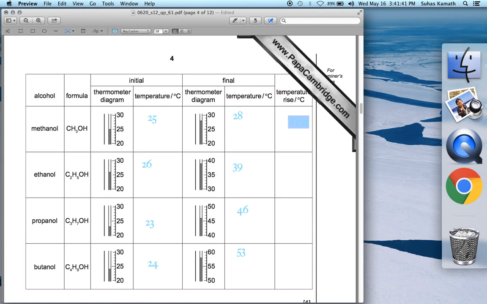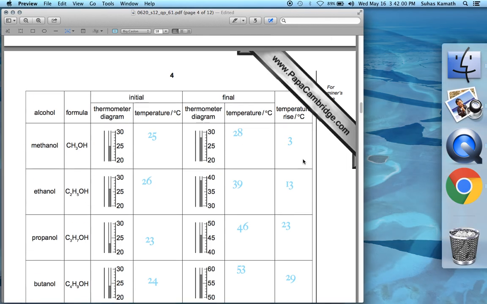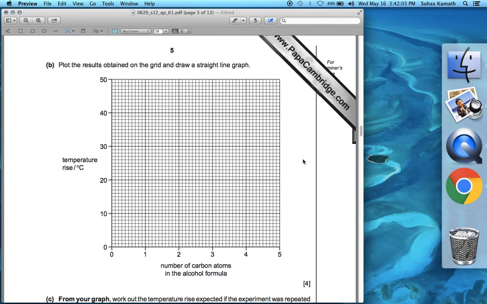So here the temperature change is 3. Here it's 13. Here it's 23. And here it's 29. Okay, so we have done this.